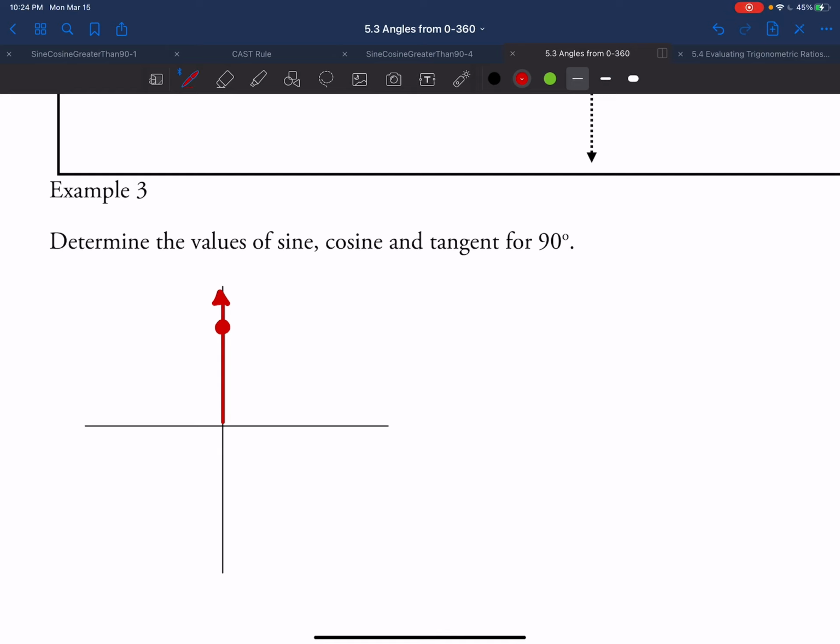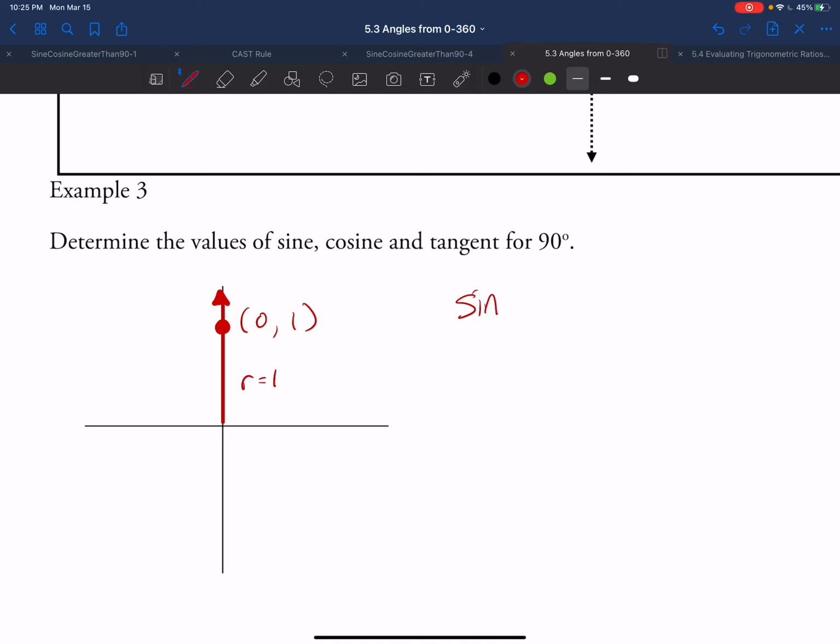So here's what we're going to do. I'm going to give this a coordinate, and it doesn't matter what it is, as long as it's on the y-axis. So just to make it simple, I'll make it 0, 1. Now, r is the distance from the origin to the point. So if the point is at 0, 1, that means the distance is 1. So now I know what x is, y is, and what r is.